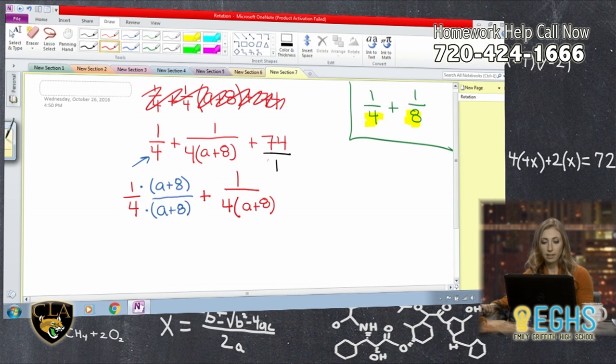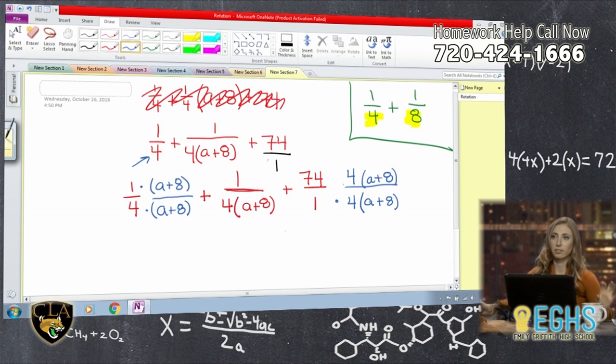It already has both pieces. And then the 74 over 1 is actually going to need both of the factors that are there. So we're going to multiply both numerator and denominator by 4 times a plus 8 over 4 times a plus 8. And that, again, then makes all of our denominators the same.